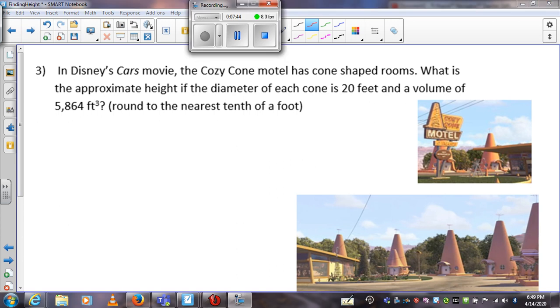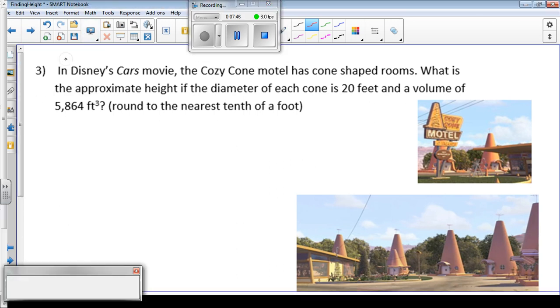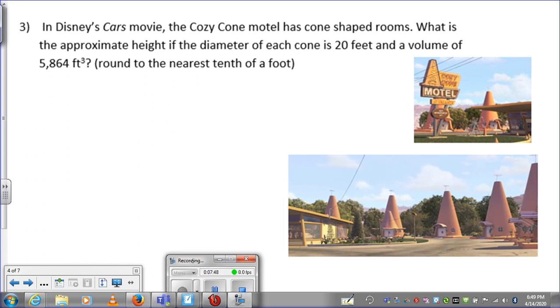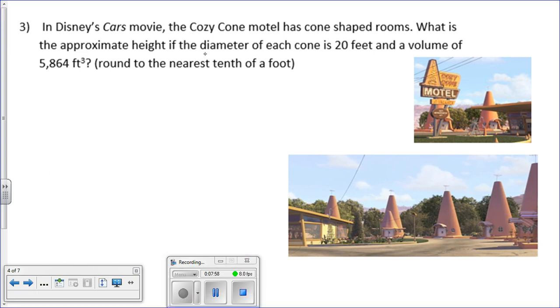Okay, you probably have seen this movie before. So in Disney's Cars movie, the Cozy Cone Motel has cone-shaped rooms. What's the approximate height if the diameter of each cone, so diameter, that's important, is 20 feet and the volume is 5,864 cubic feet? And they did give us a rounding place. It says round to the nearest tenth.